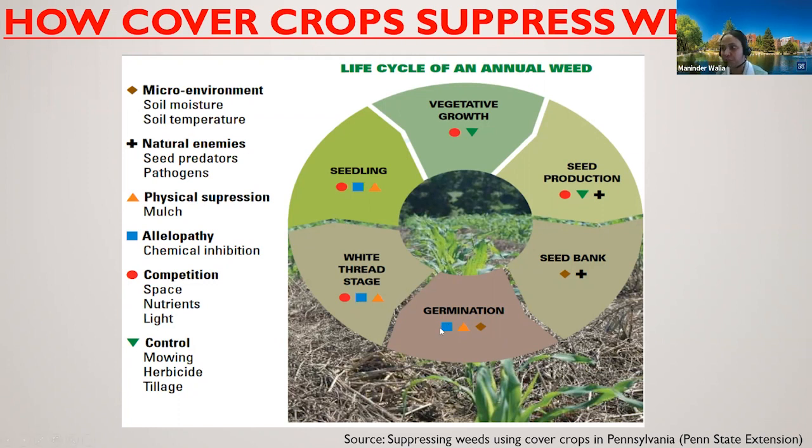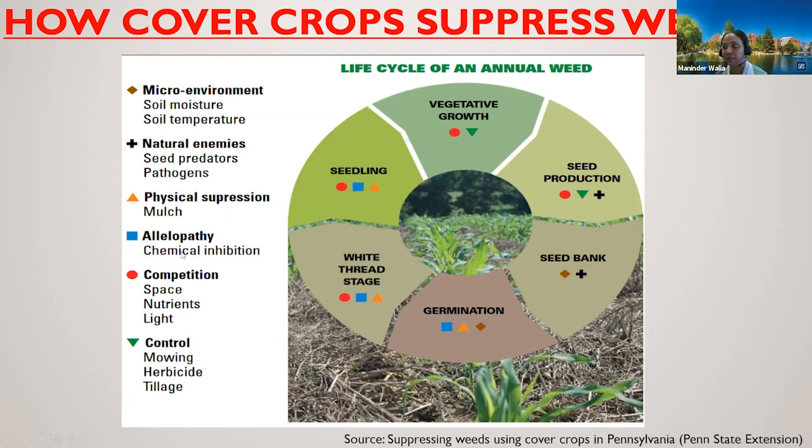So starting from the germination until the seed production, the other factor that suppresses the weeds is physical suppression, meaning how cover crops help reduce the weed growth and germination. The mulch layer is created by the killed cover crop, which interferes with the germination and also the establishment of the weeds. It's especially effective against small-seeded weeds.